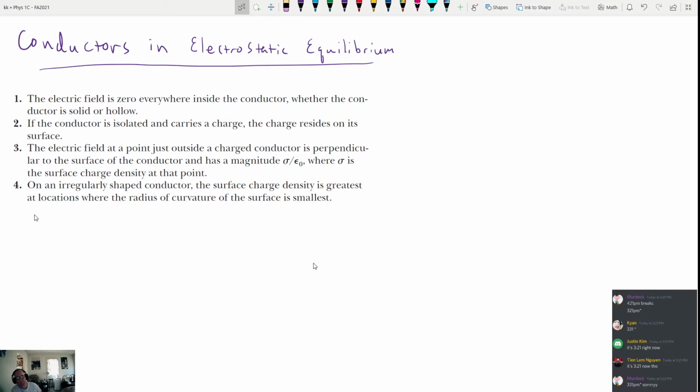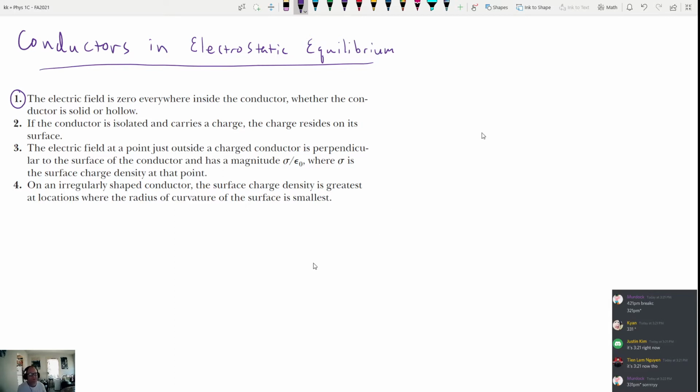Okay, the first one. The electric field is zero everywhere inside the conductor, whether the conductor is solid or hollow. To prove this one, I often like to prove the second one first. I'm trying to think about how we could prove the first one without assuming the second one's true. So let's start with number 2. Let's prove this one first. No, let's do number 1 first. I just realized there's a way we can do this.